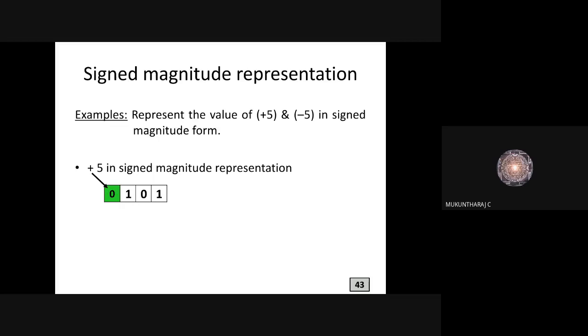Okay. What will minus 5 be? Kindly type it in the chat box. Here I have represented plus 5. If it is minus 5, what about the binary representation for that? Am I audible? Yes, Ram sir. Okay. Kindly type it in the chat box. If it is minus 5, how will you represent it? What should the sign bit be? Are they typing, sir?